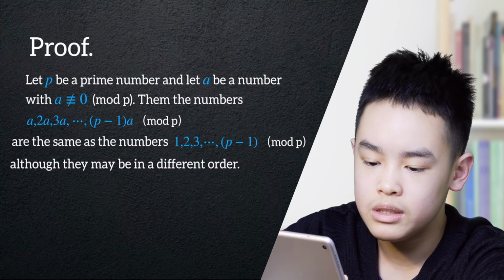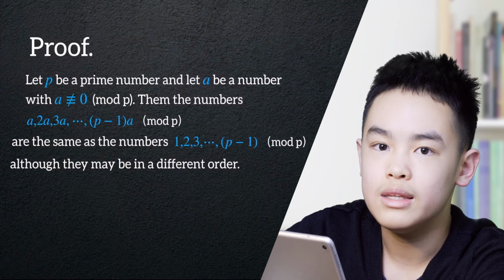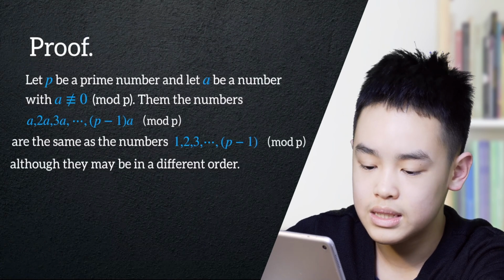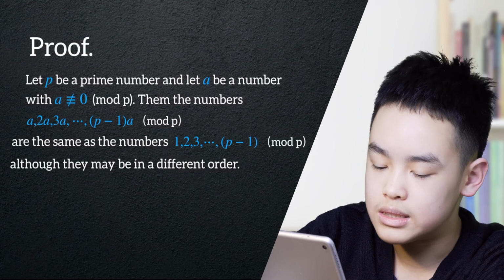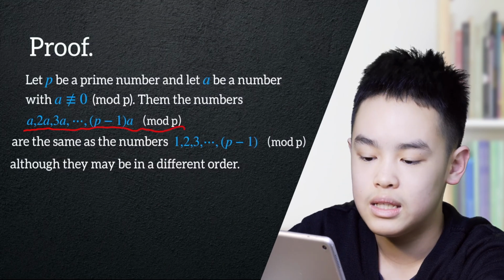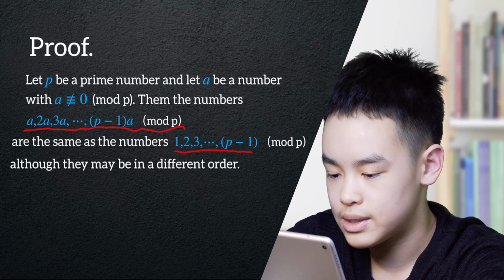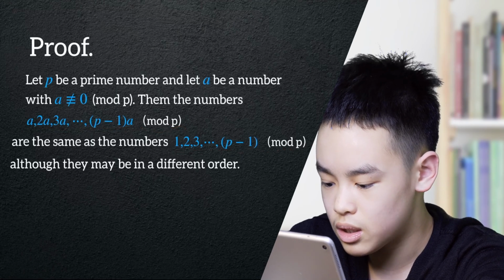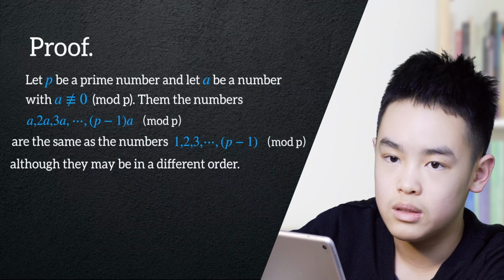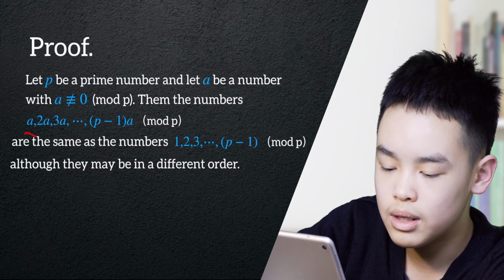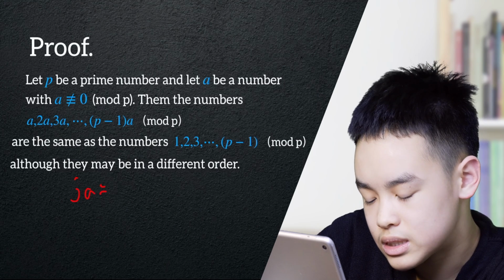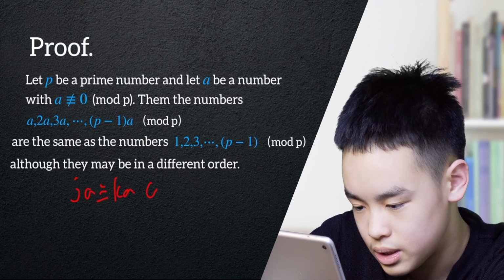So after we know that, we are only one step away from proving this, which is to prove that there is no repeating modulo P in this group, or else it will never be the same as this. So what we'll do is we'll get two random numbers from this list, J and K, which satisfy JA is congruent to KA modulo P.